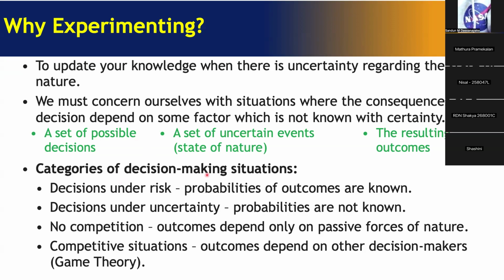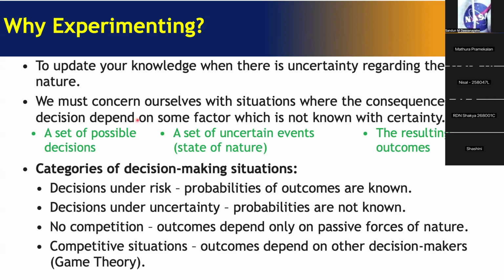Then categories of decision making: decisions under risk, probabilities of outcomes are known. Decisions under uncertainty, probabilities are not known. No competition, outcomes depend only on passive forces of nature. Competitive situations, outcomes depend on other decision makers.